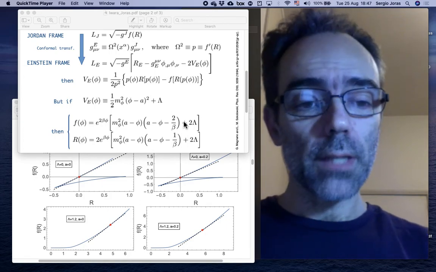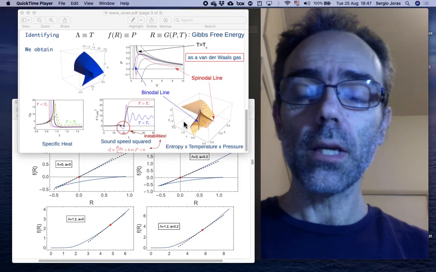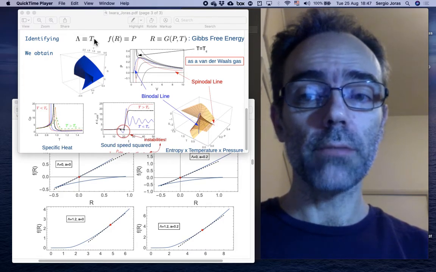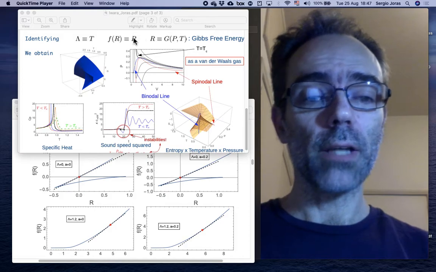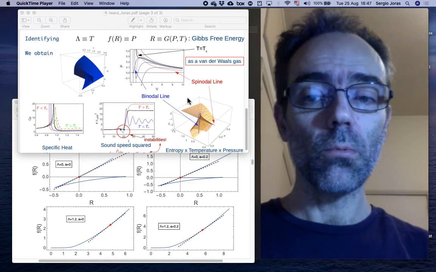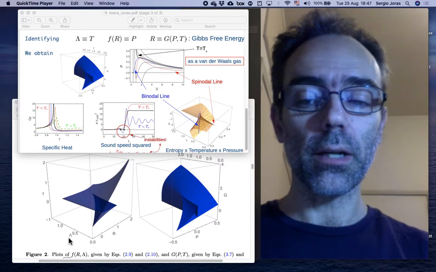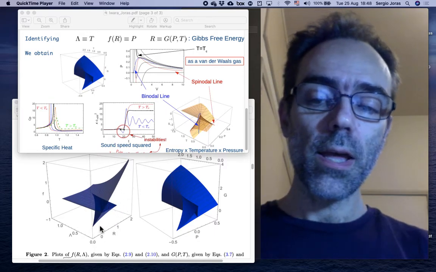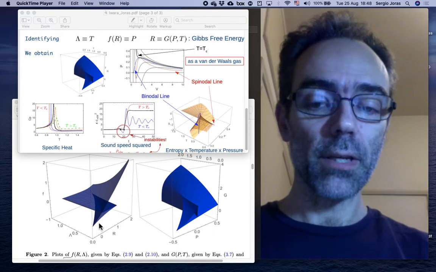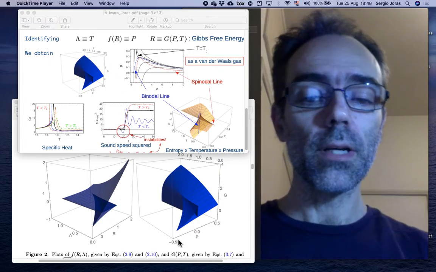So this, as I said, has already been done. And the new piece of information is if we identify lambda, the cosmological constant, as an effective temperature, f of R as an effective pressure, and Ricci scalar R as Gibbs free energy. And why do we do that? We do that because if we plot f as a function of R and lambda, that's the picture that we have. In this region over here is the unstable region where the second derivative of f is negative. And upon this identification, we have this function over here.